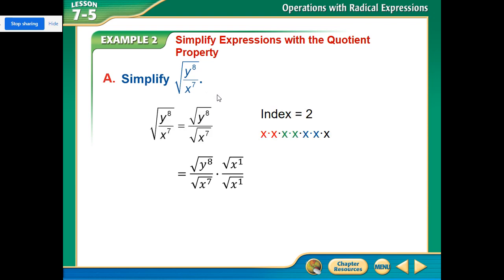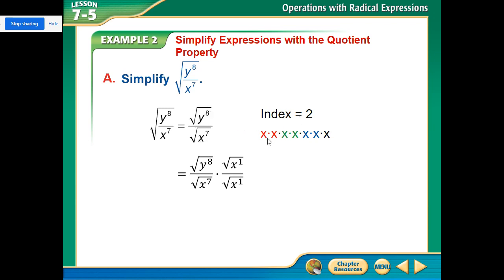All right, so here we have y to the 8th over x to the 7th. Now this x to the 7th is a square root, so see how we can separate them? That's okay, we can do that. But we have this square root in the denominator. We are not allowed to have square roots in the denominator. So the index here is 2, because it's just a square root.